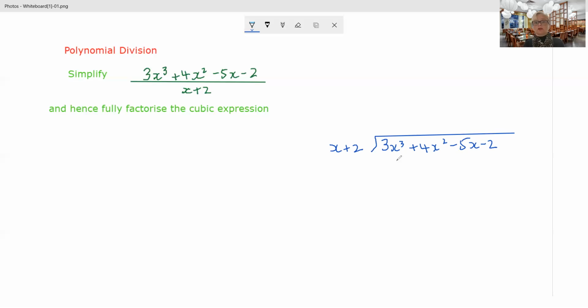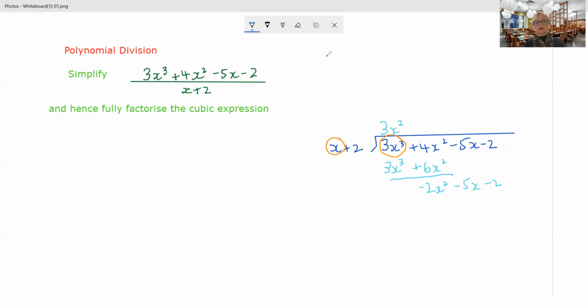All right, so how do we do it? Well, we look at our leading term in each, and we do leading term divided by leading term. What is 3x cubed divided by x? It's 3x squared. Then we multiply back out. So 3x squared times x should be what we started with, because that's how we got that. Then 3x squared times 2 is 6x squared. Now we're going to subtract. They, of course, will come to nothing. 4x squared minus 6x squared is minus 2x squared, and we can bring the rest of it down.